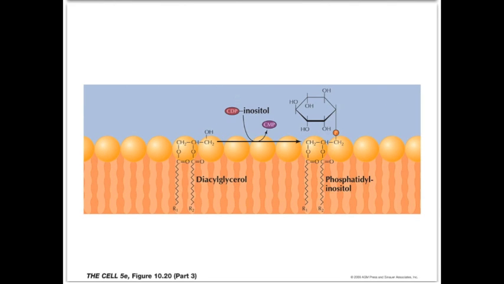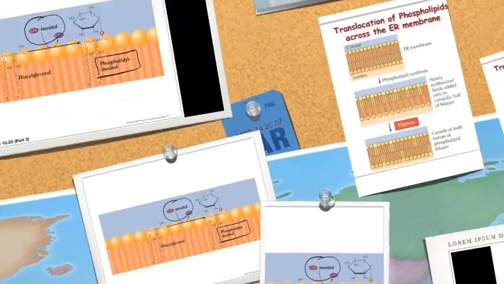Finally, if rather than adding ethanolamine or choline to diacylglycerol, you add inositol to diacylglycerol, then you end up generating phosphatidylinositol, which is the last phospholipid that is generated in the ER.